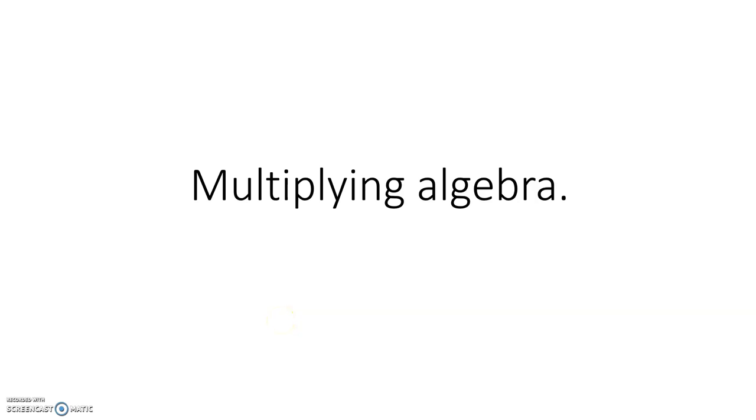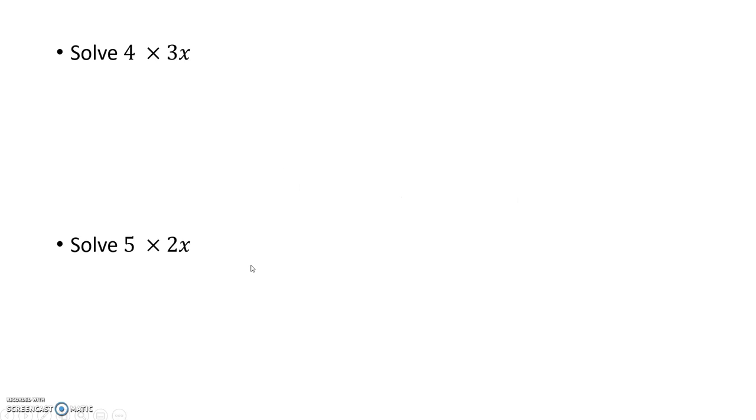So here we're looking at multiplying algebra. The first thing we're going to do is just look at why this is the case and then what rules to use. So we want to do 4 times 3x, which means I need 4 groups of 3x.